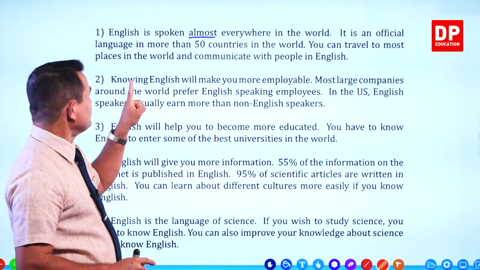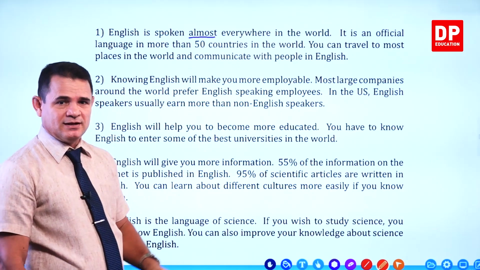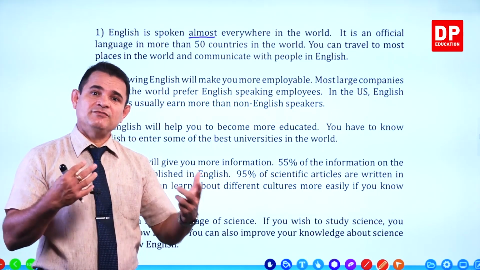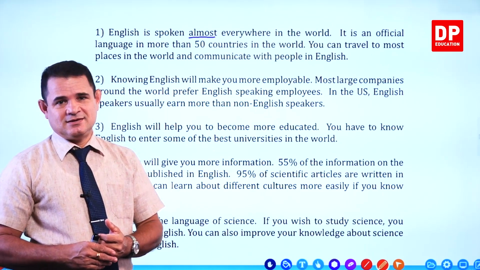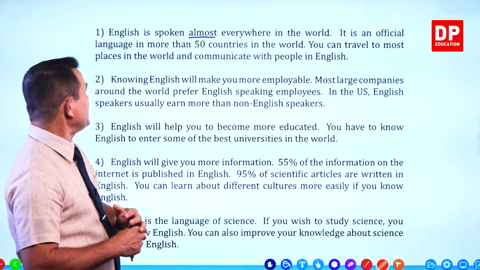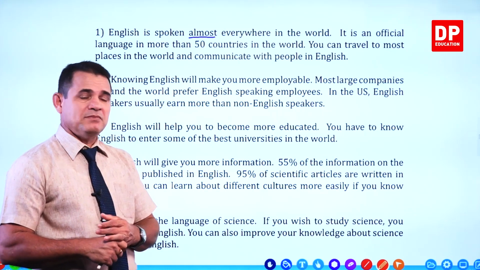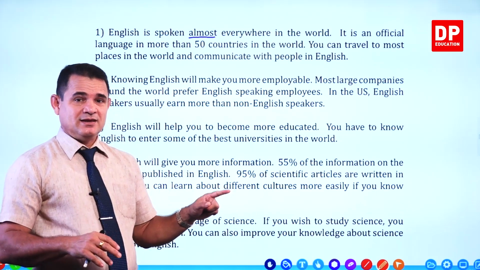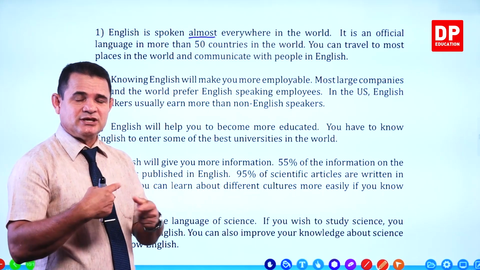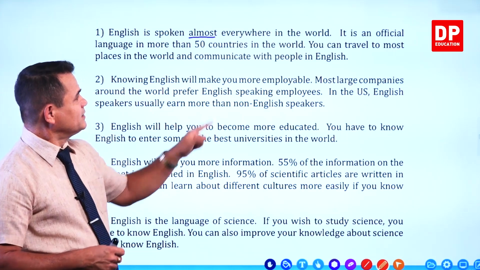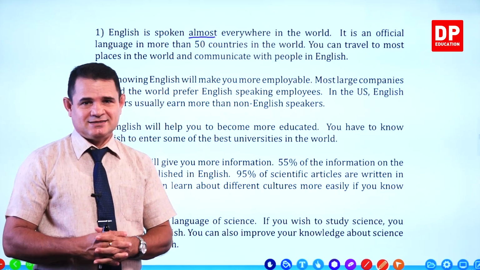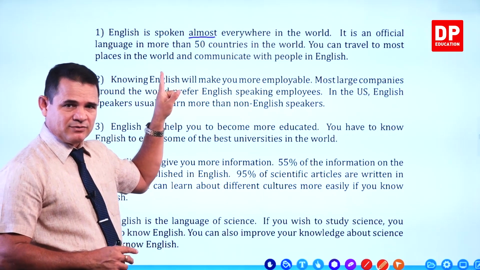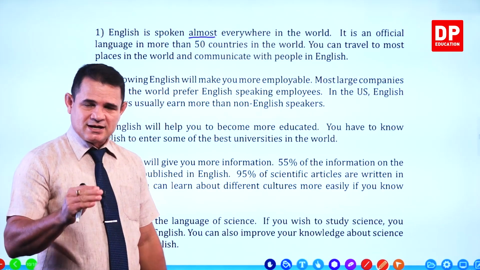It is an official language in more than 50 countries in the world. It is an official language. ඒක official language එක වෙලා තියෙනවා more than 50 countries, රටවල් 50කට වඩා. You can travel to most places in the world and communicate with people in English. You can travel, ඔයාට ඕන තැනක සංචාරය කරන්න පුළුවන් ලෝකේ, and communicate, සන්නිවේදනය කරන්න. You can exchange your ideas, අදහස් හුවමාරු කරන්න, people in English, speaking in English. Right? දැන් බලන්න, මේ we read only the first one. මෙතන කරුණු මේ වගේ 10ක් තියෙනවා. මේවා හොඳට කියවලා අවබෝධ කරගන්න.